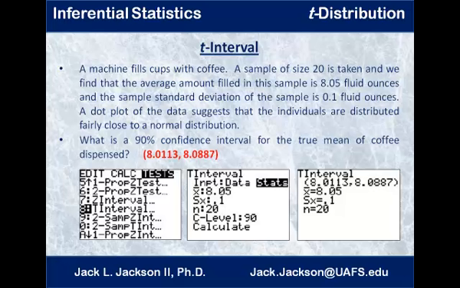our t-interval there. It also tells us our x bar, our s, and our n, which in this case we actually entered. And of course then our 90% confidence interval for the true mean is 8.0113 and 8.0887. Notice, by the way, that the hypothesized mean of 8 is not in that 90% confidence interval. So right there, that tells us that we're probably in a situation where it's actually filling the cups a little bit more than what they've said they're going to.